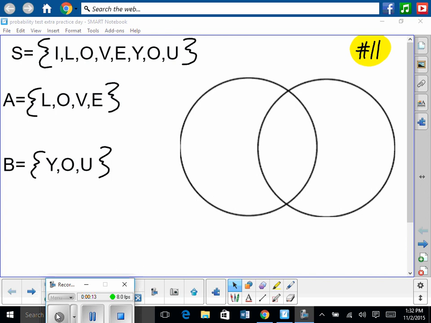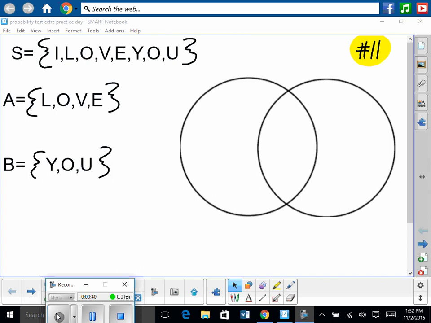Given a sample space, I love you, I-L-O-V-E-Y-O-U. Notice, there's two O's in here, right? Just to notice, besides the point. Then A is a subset, which just means a smaller piece of the sample space. So we pull down an L, an O, a V, and an E to make a subset, right? Now we put it back up there and make a different subset. We pull down a Y, an O, and a U.